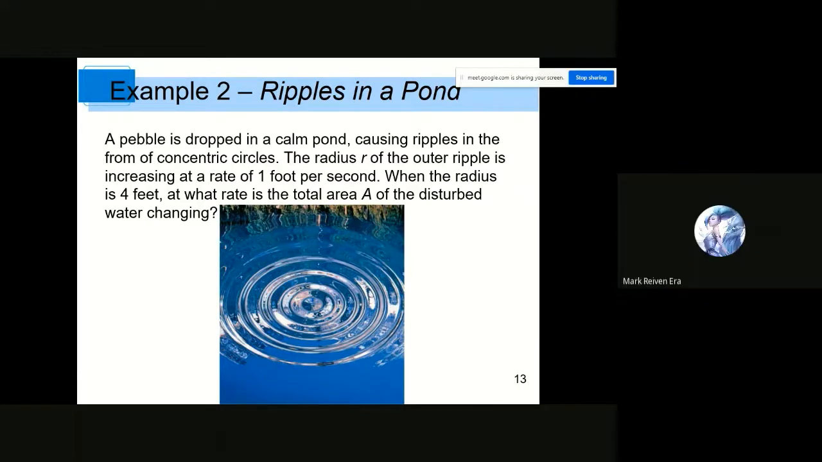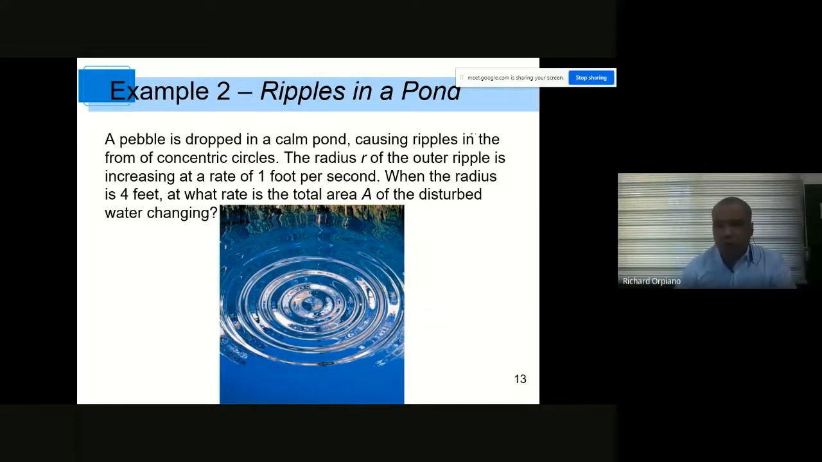Mr. Era, pakibasa. Example number 2 is the ripples in the pond. A pebble is dropped in a pond, causing ripples in the form of concentric circles. The radius r of the outer ripple is increasing at a rate of 1 foot per second. When the radius is 4 feet, at what rate is total area A of the disturbed water changing? Okay, thank you. So, at what rate is the total area of the disturbed water changing? So, ang nawawala natin is the dA dt.